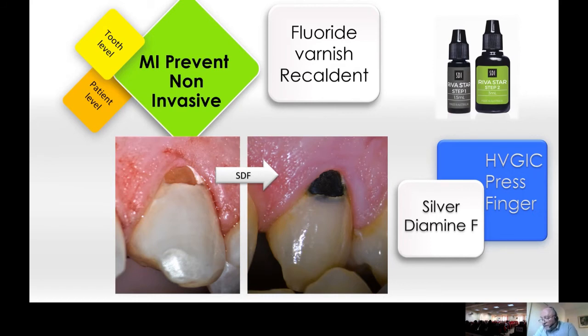Silver diamine fluoride application, which is a mix of atraumatic restorative treatment for active caries and non-invasive one. Clean the tooth with erythritol, hairspray, apply silver diamine fluoride, rinse and dry before covering the tooth with high viscosity glass ionomer.